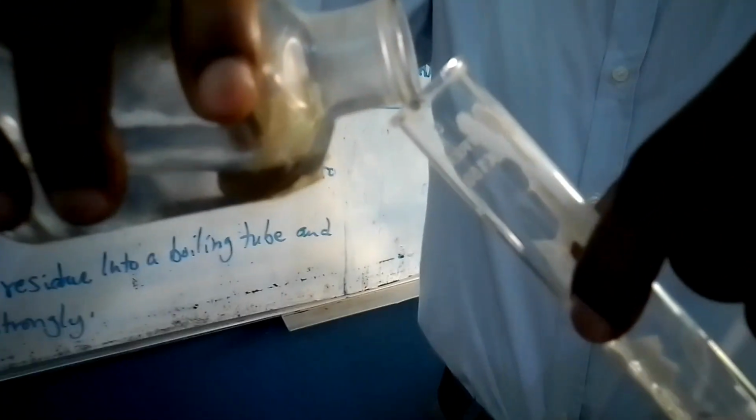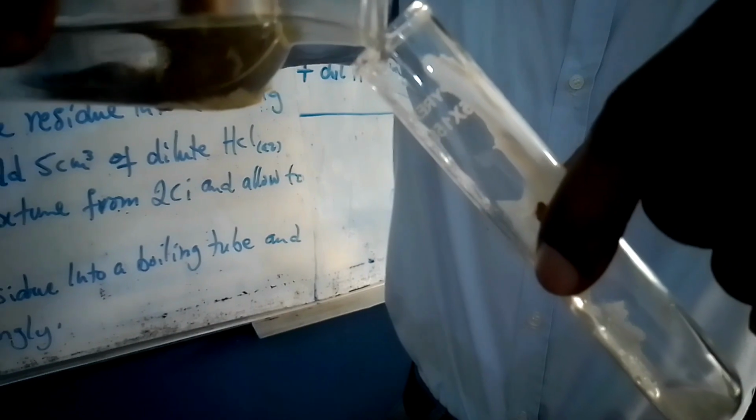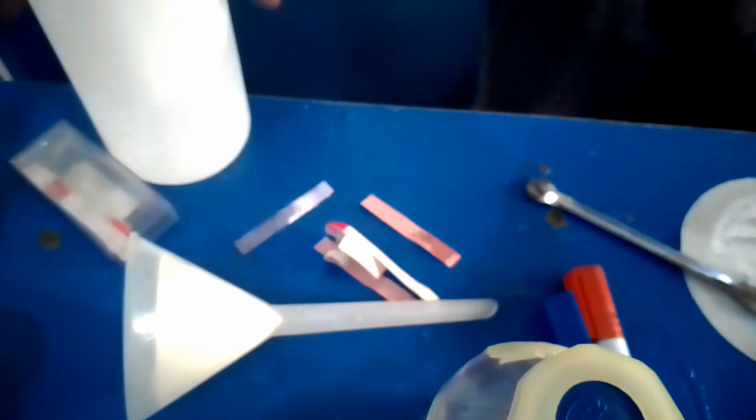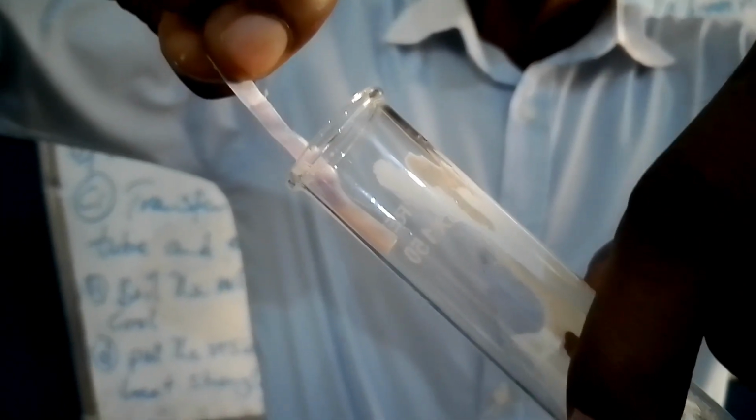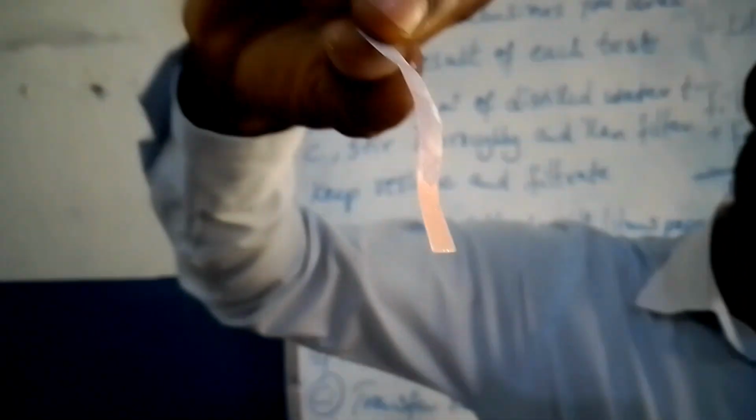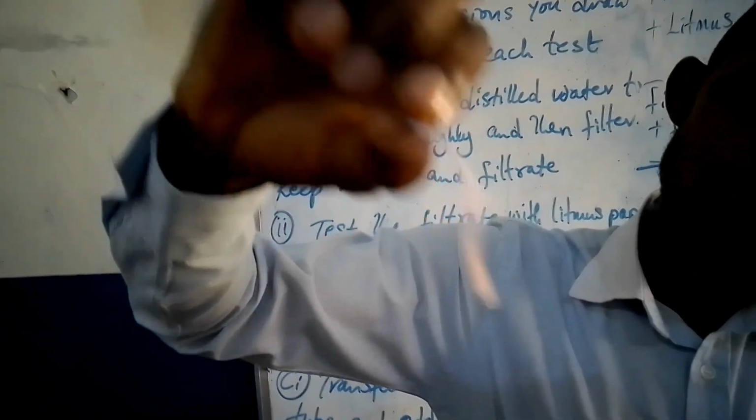You put in the dilute acid. You can see effervescence taking place. If you test the gas that is coming out, you can see that the gas gradually turns blue litmus paper faint red.